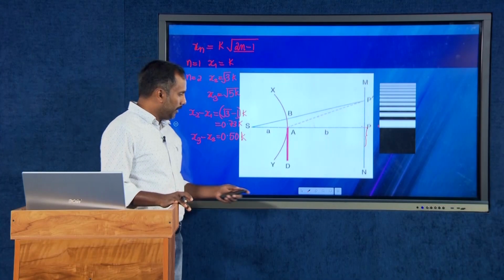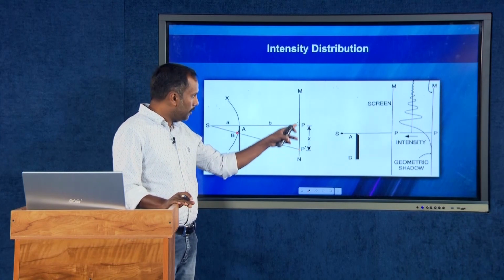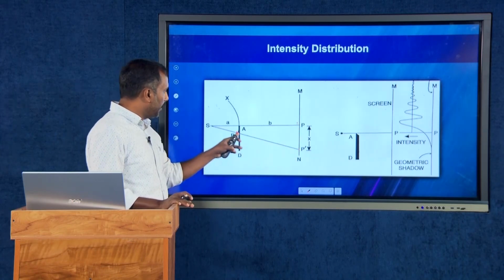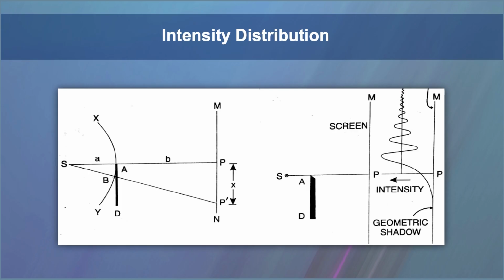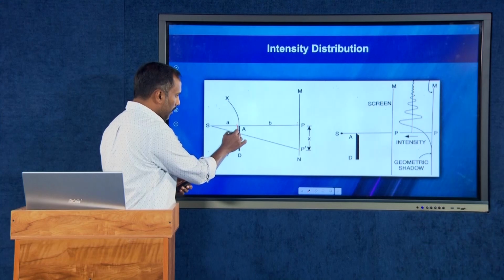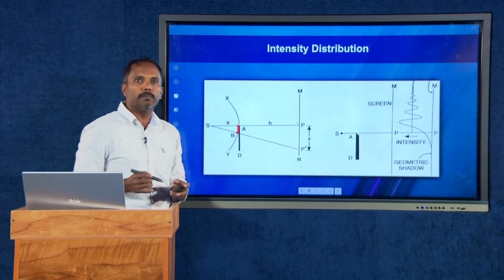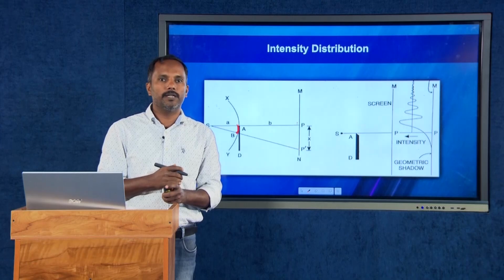For that we are taking a point P dash over here. Now P dash is a point below P, that is in the geometric shadow. Now with reference to point P dash, B is the new pole. Then the half period strips below B are cut off by the obstacle. Only the uncovered half period strips above the point B will be effective in producing the illumination at point P dash.